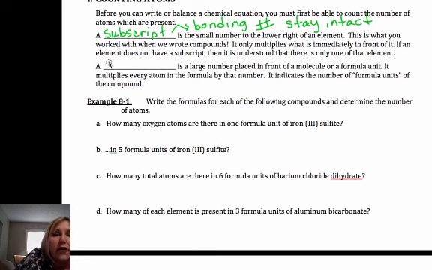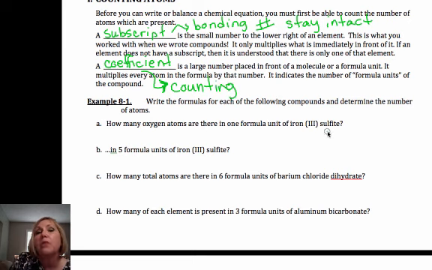All right. The other one is the coefficient. The coefficient is our counting number. That's our counting number, and that's what can change. That's what will alter as we're doing our balanced equations.